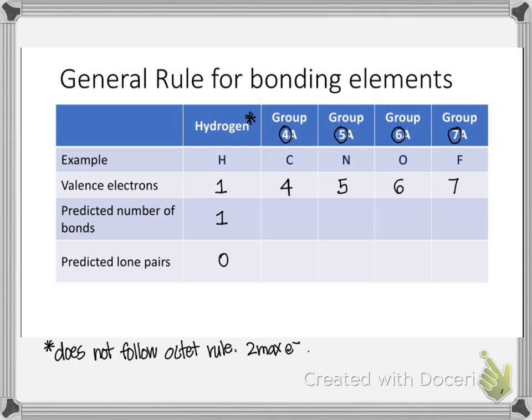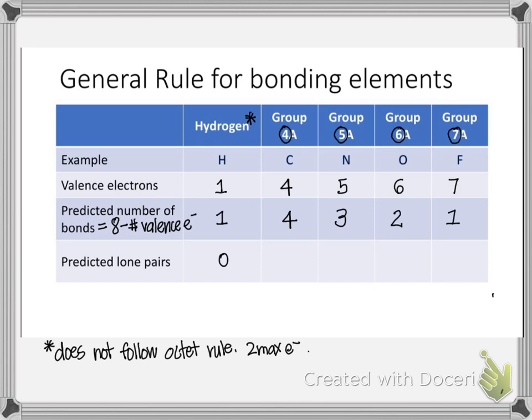Now the predicted number of bonds, this is what we had on the last slide. If we're using the octet rule, you take the number 8 and subtract the number of valence electrons. And this is true for everybody but the hydrogen. So for carbon, it would be 8 minus 4, so we would predict 4 bonds. For nitrogen, it would be 8 minus 5, so we would predict 3 bonds. Oxygen, 8 minus 6 is 2. And fluorine and the other halogens, 8 minus 7 is 1. So this is how many bonds we would predict.